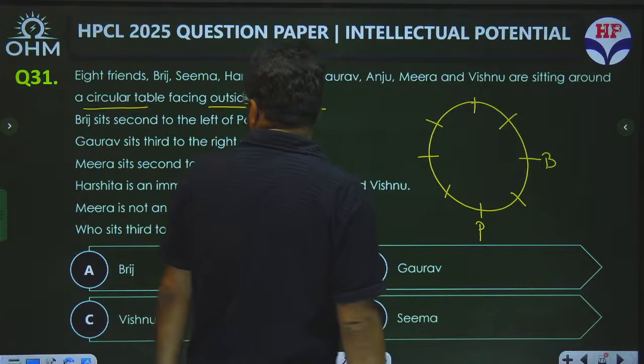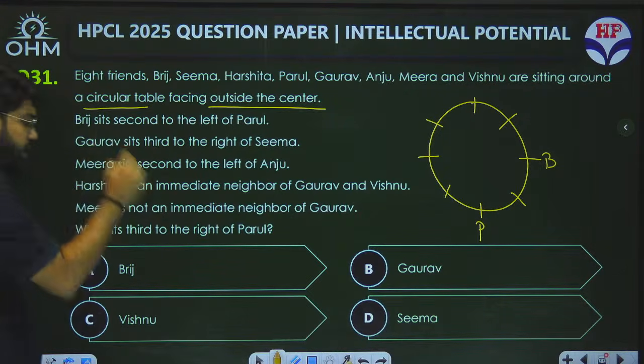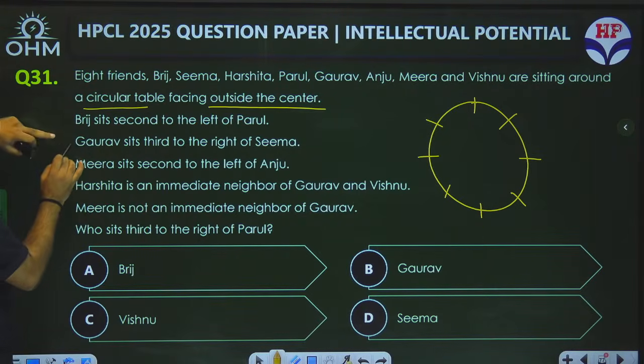Now Gaurav is third to the right of Seema. Meera is second to the left of Anju. I need another statement with respect to Parul or Brij first. Harshita is an immediate neighbor of Gaurav and Vishnu. Meera is not an immediate neighbor of Gaurav. No, there is no more statement on Brij and Parul. So we will not use the first one. We will start with something else.